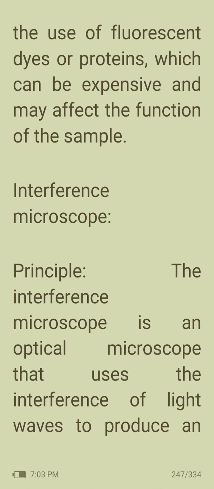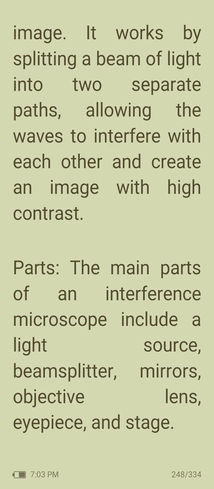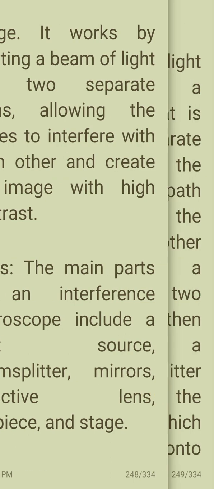The interference microscope is an optical microscope that uses the interference of light waves to produce an image. It works by splitting a beam of light into two separate parts, allowing the waves to interfere with each other and create an image with high contrast. The main parts of an interference microscope include a light source, beam splitter, mirror, objective lens, eyepiece, and stage.